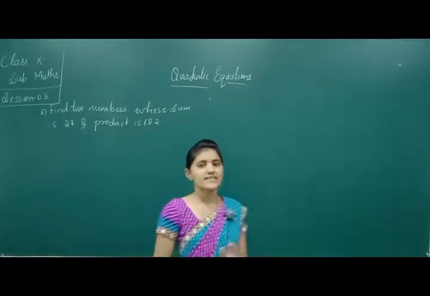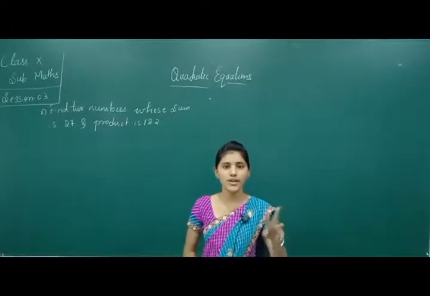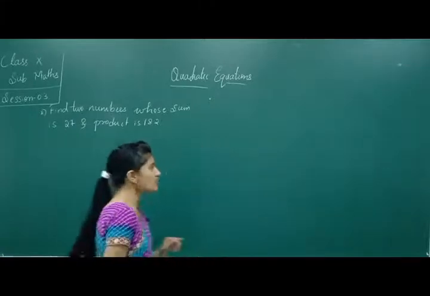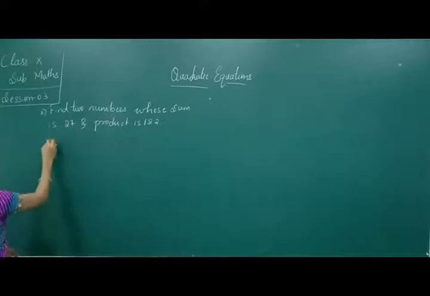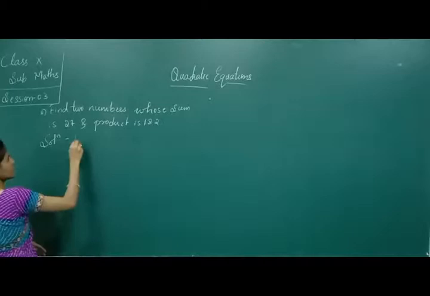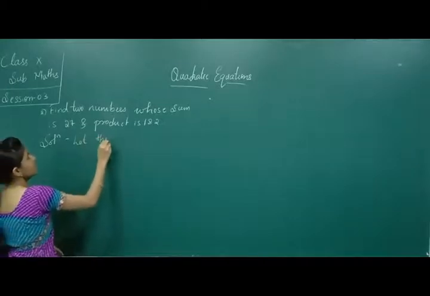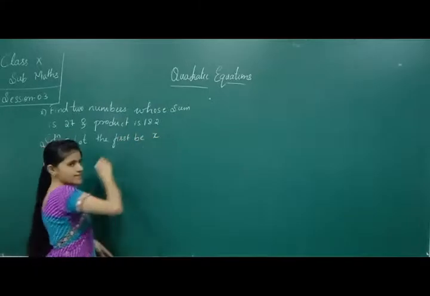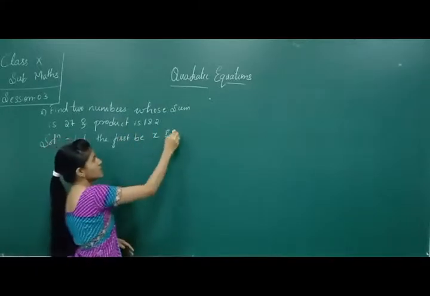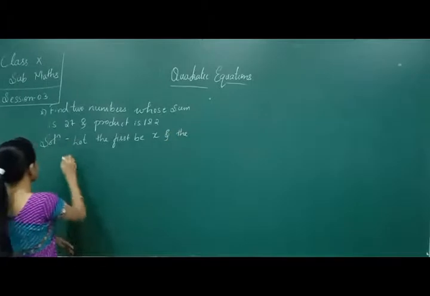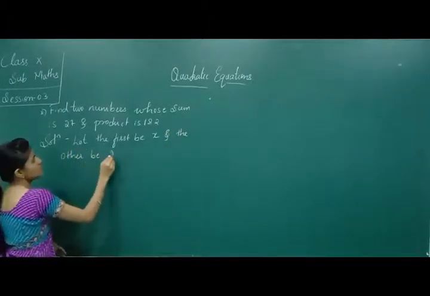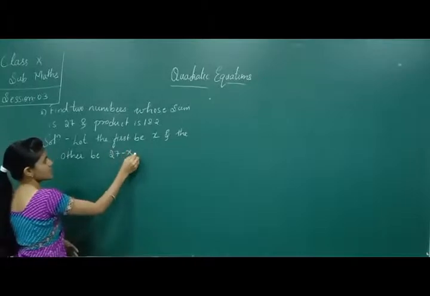See, they have not given us the two numbers. We need to find those two numbers. Okay, how are we going to consider it? Let us start solving. Let the first number be x and the other be 27 minus x.